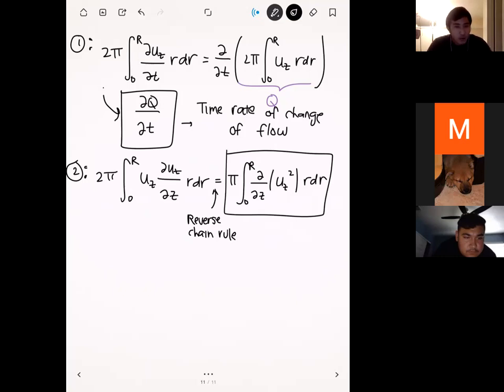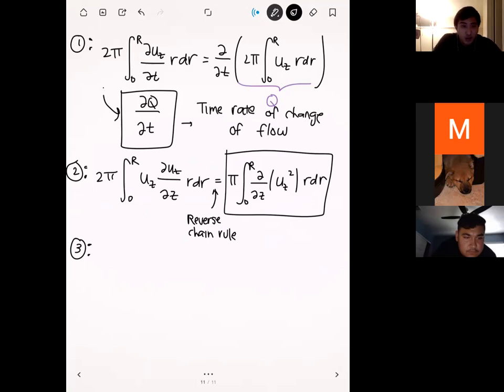Unfortunately right now there's not much more we can do with this term, but later on Thursday you'll see how we're going to deal with this, because right now we have uz squared, and that's kind of a weird thing to work with. But we'll come back to this. But for now, we'll just leave it like this. Okay. All right. And so now let's work on integral three.